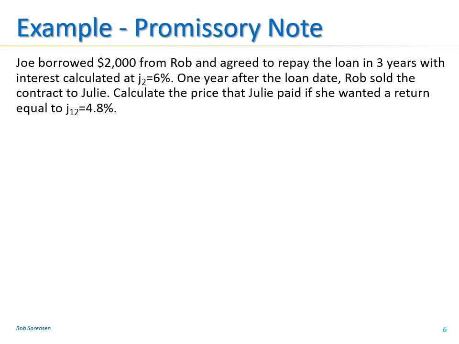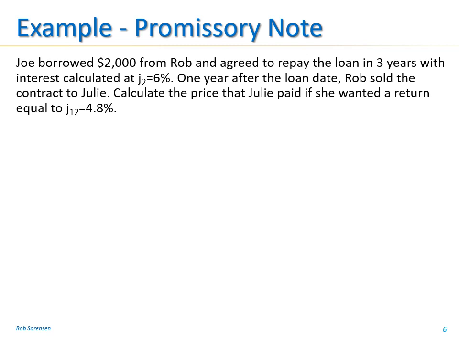Let's have a look at an example. Joe borrowed $2,000 from Rob and agreed to repay the loan in 3 years with an interest rate calculated at 6% compounded semi-annually. That's what the J2 means. 1 year after the loan date, Rob sold the contract to Julie. When we calculate the price that Julie paid, if she wanted a return of 4.8%, she doesn't actually want to earn as much.